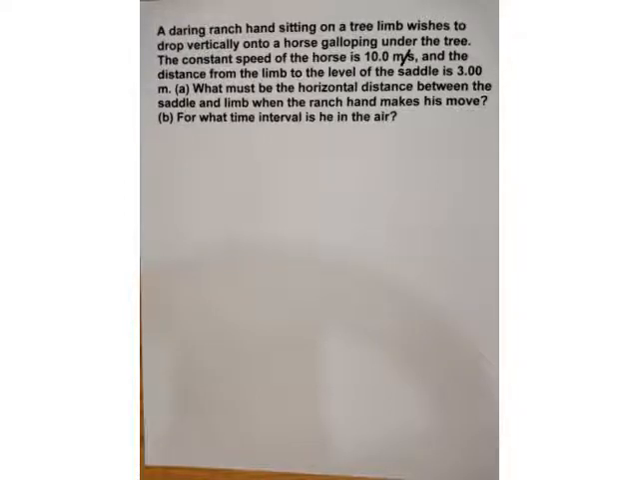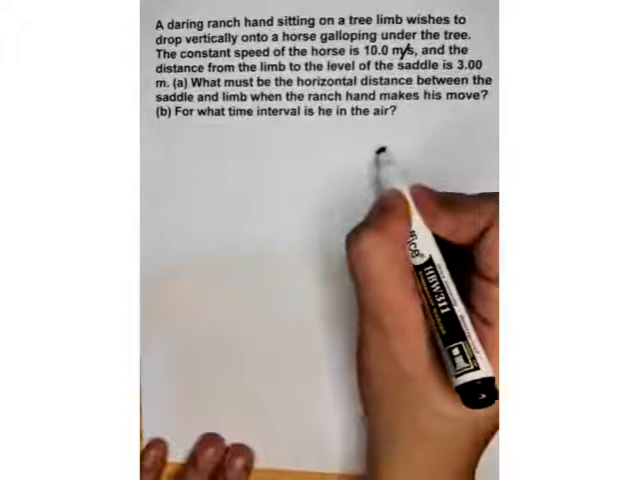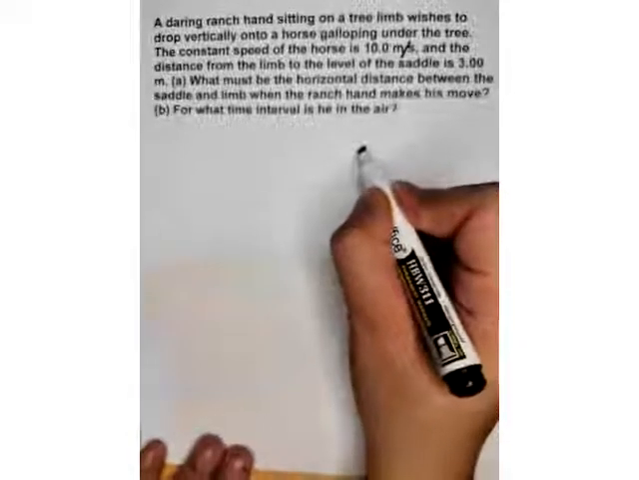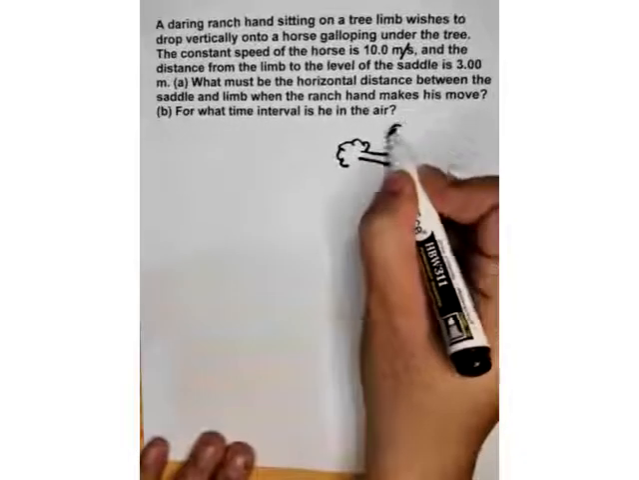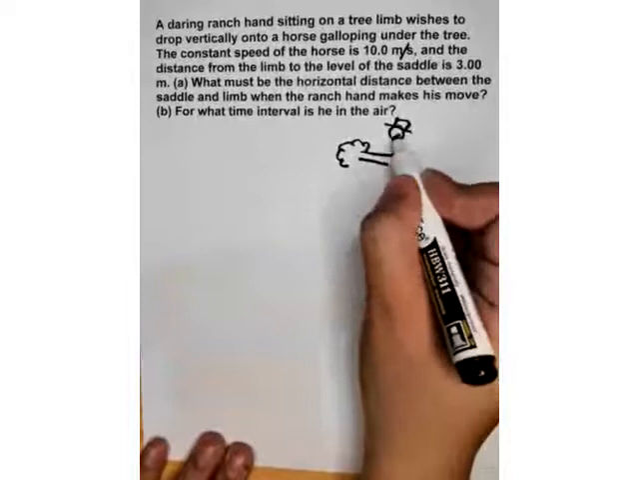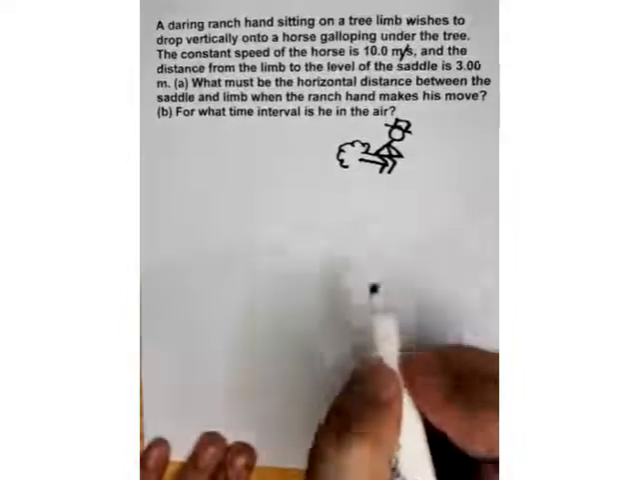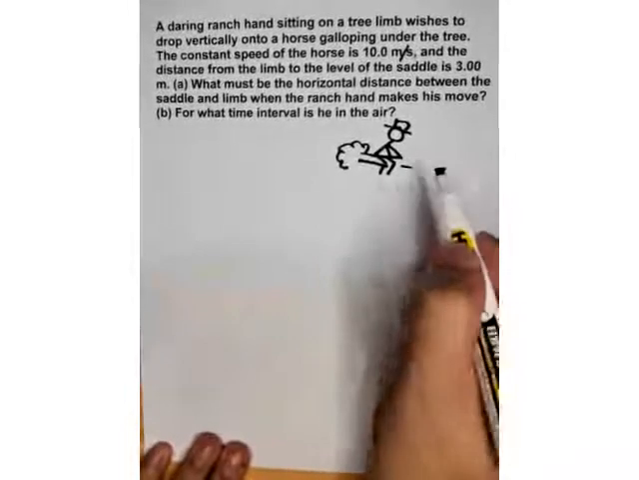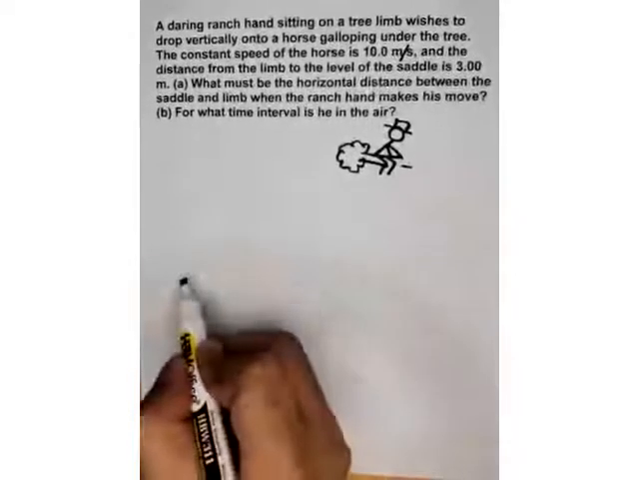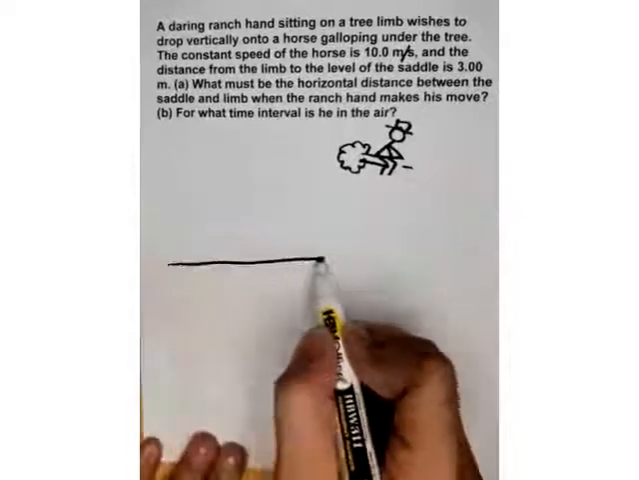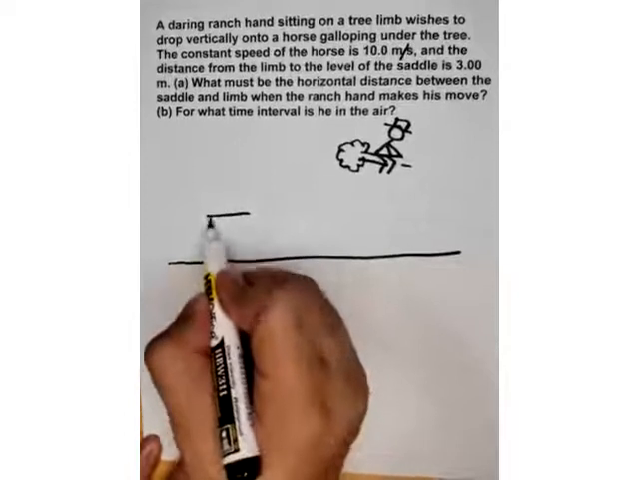Okay, so let me draw the figure first para naman mas magets natin. So, halimbawa, nandito yung tree. Ayan, tree branch. Tapos, nandito yung ating daring ranch hand. Stickman lang yung alam kong i-drawing. Ayan. So, nasa tree na siya, no? And then, nandito naman yung... Ayan. Parating na yung kabayo. Stick horse din yung alam ko.